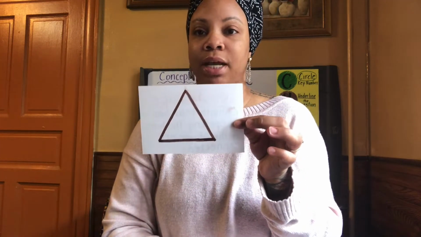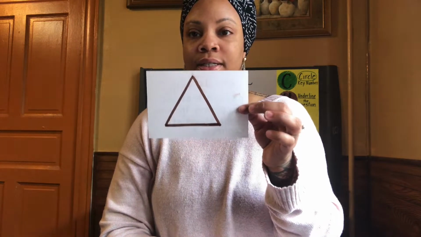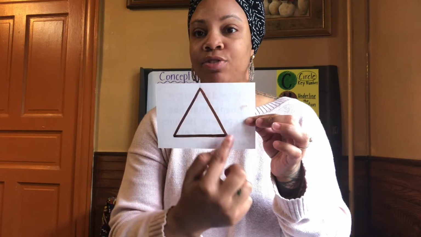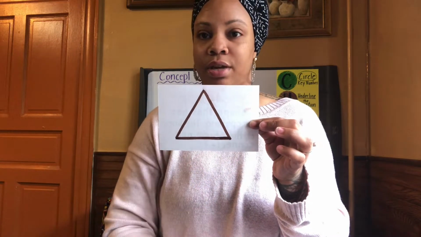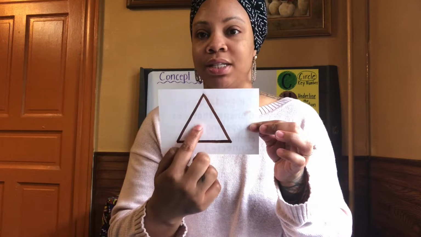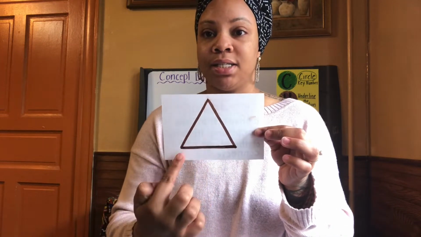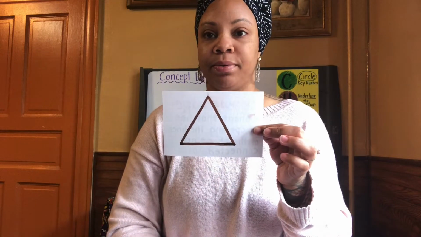What is the name of this shape, Congo? Yes, this is a triangle. And if you look at the lines of the triangle, they all connect to each other. There's no opening. If you were inside of this triangle, you wouldn't have a way out, right? Because it is a closed shape.